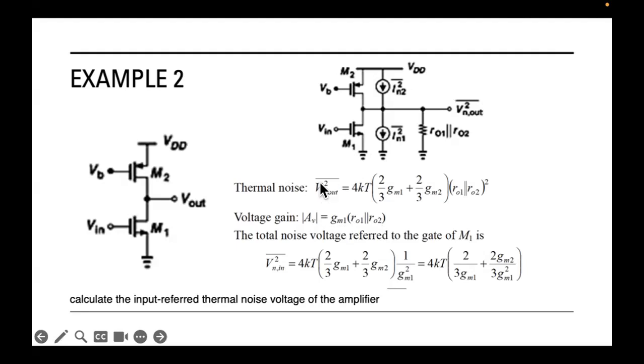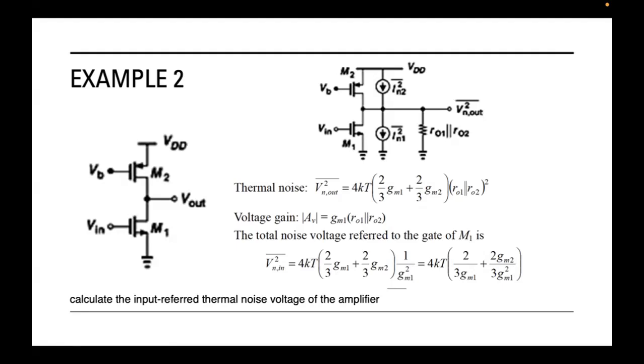So if you divide this with GM1 square, R output 1 times R parallel with R output 2 all square, then you are going to get this. Of course, this will be cancelled with this, and you will have this expression representing the overall noise from the input terminal. So referring from the output to the input is very simple. Just divide over AV. Just take care.